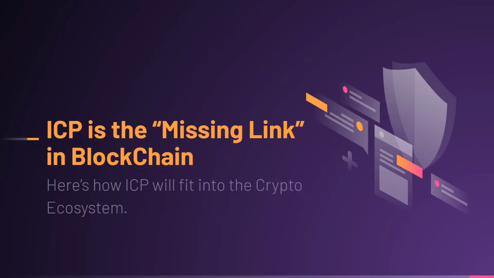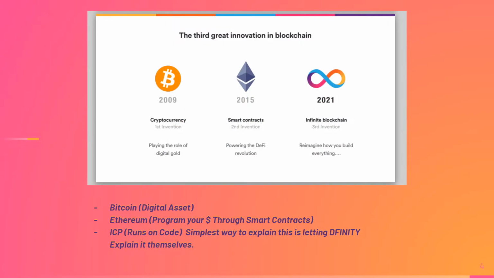ICP is also seen to be the missing link inside of the blockchain. Here's how ICP will fit into the crypto ecosystem. So as of right now, the first cryptocurrency ever made introduced into the world was Bitcoin, the first invention. Without Bitcoin, there's no such thing as Ethereum, there's no such thing as ICP, there are no altcoins inside the market, playing the role of digital gold, meaning that Bitcoin is mainly an asset to be seen and grown in value. Second invention, we have smart contracts introduced by Ethereum.